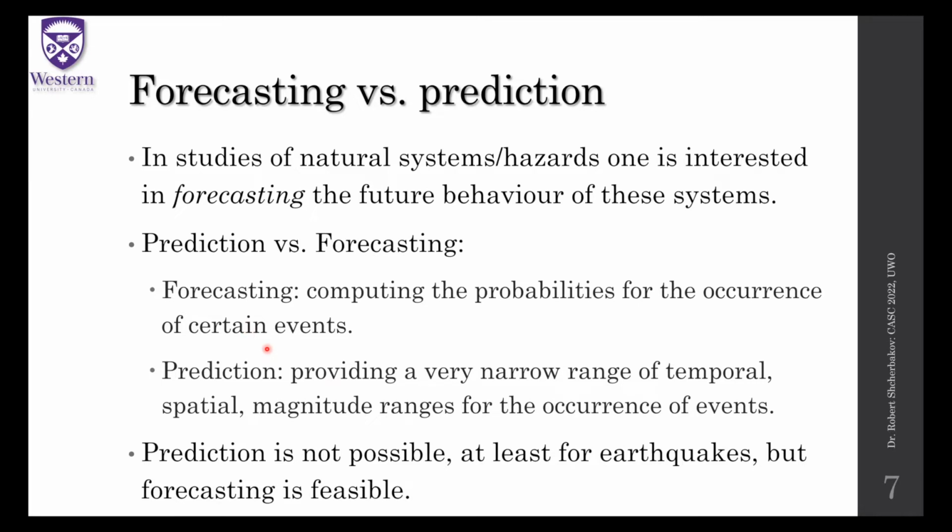That means, can we basically provide a very narrow range of time interval or area and also magnitude range where, say, the next earthquake is going to occur? Unfortunately, prediction at the moment is not possible, at least for earthquakes. But we can do forecasting. So forecasting is still possible, although for some forecasts the probabilities can be pretty low, but it's still a forecast.